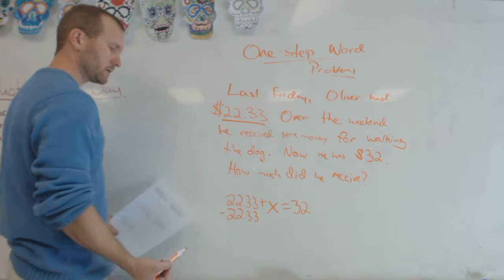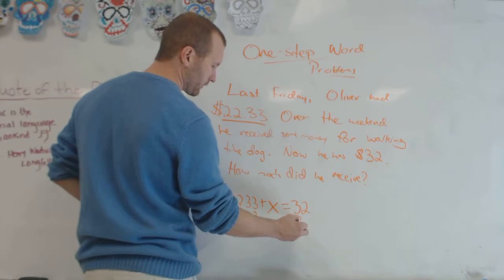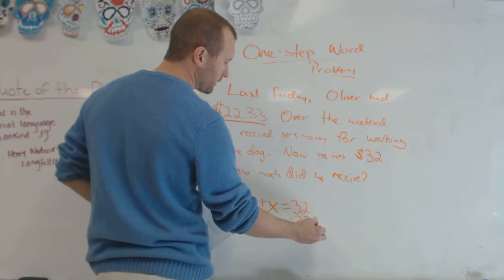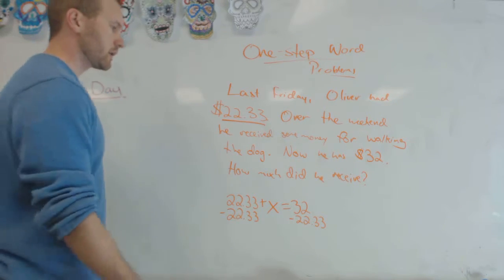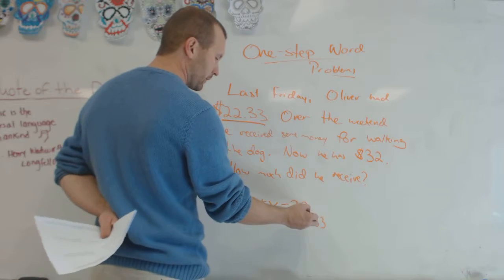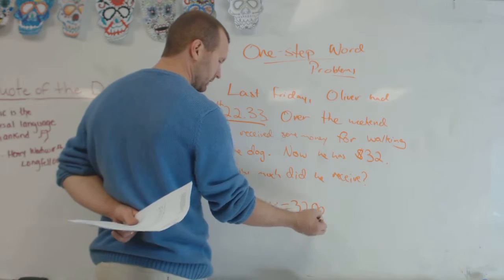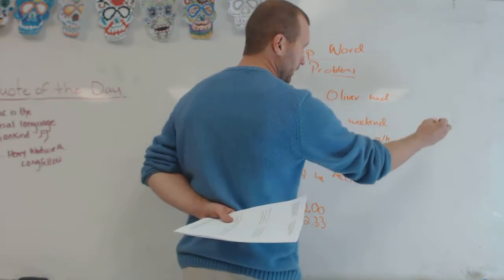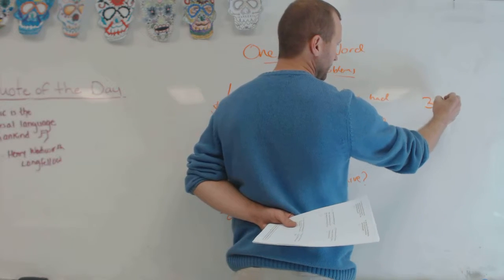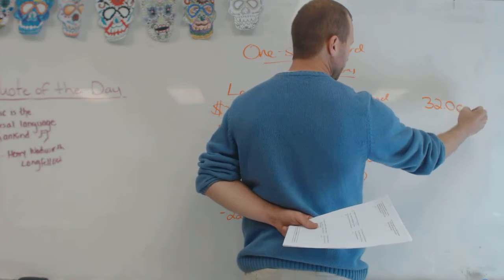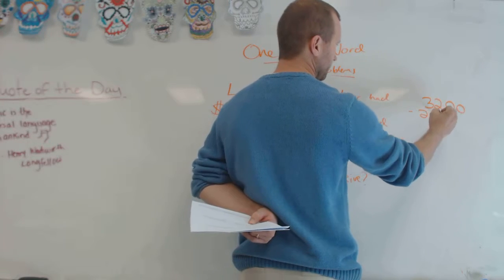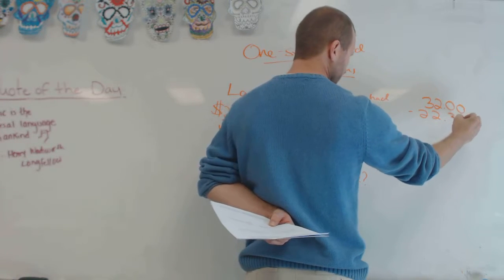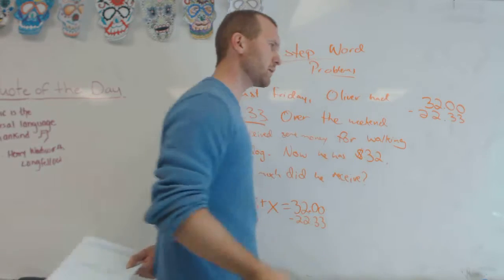You subtract. Subtract 22.33 from both sides. And if you notice, this is a decimal problem, right? So we're going to want to really line up our decimals when we subtract. You might even do it over here in your sideboard, right? 32.00. Why am I writing it like that? Why did I write those two zeros there?